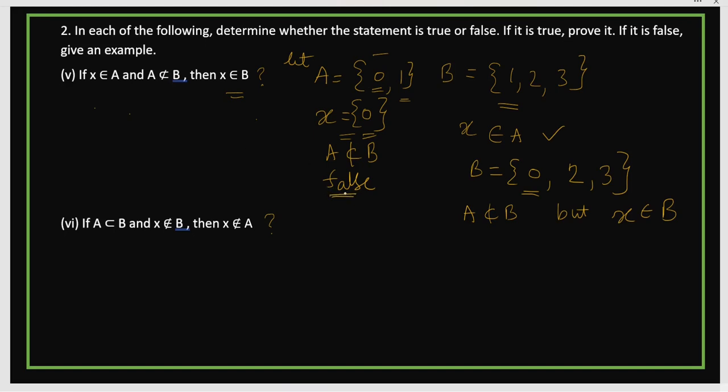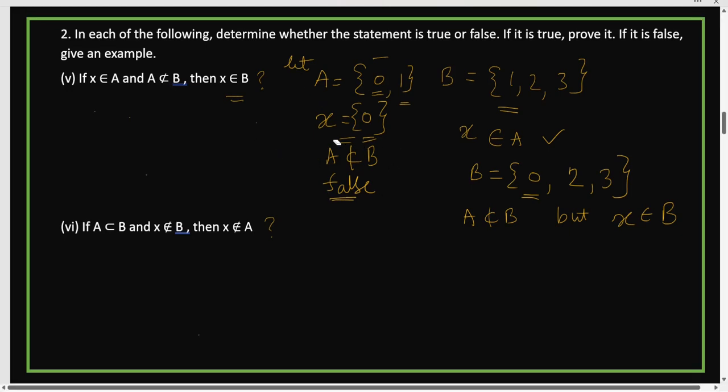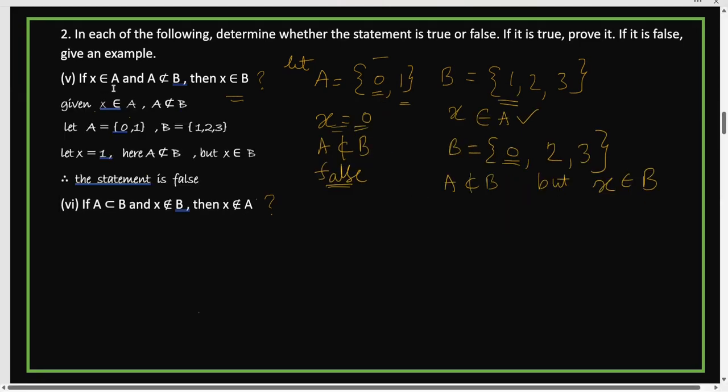Okay, the same logic I told you in the previous question also. Here x is equal to 0. Given is x belongs to A, A is not a subset of B. We have taken the same examples and x is equal to 1. We have given here A is not a subset of B, but x belongs to B. So the statement is false.